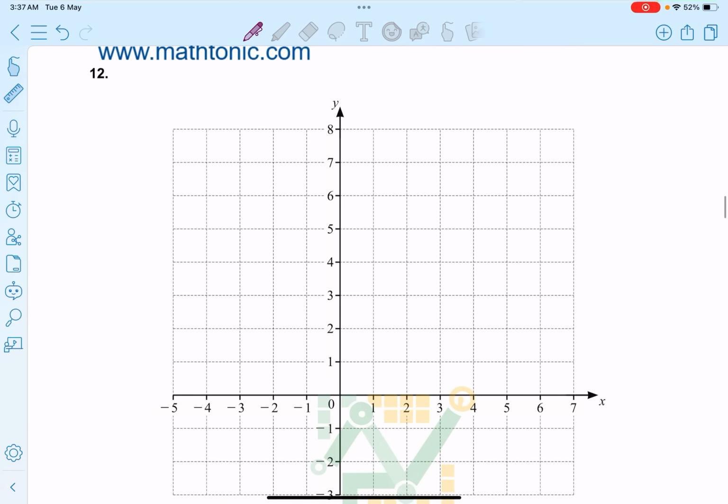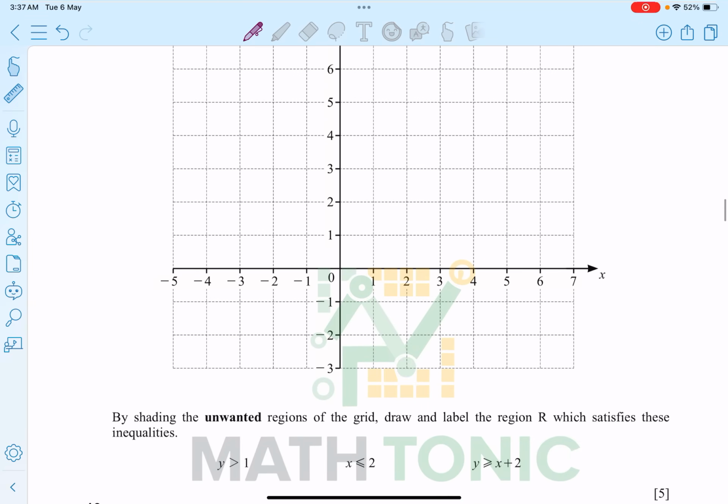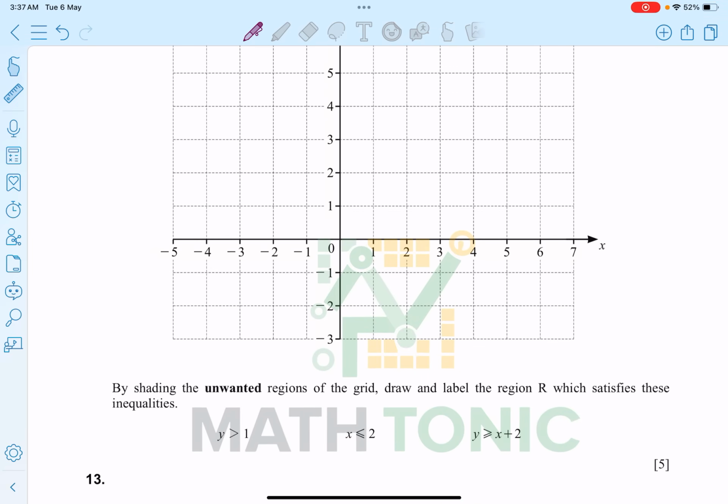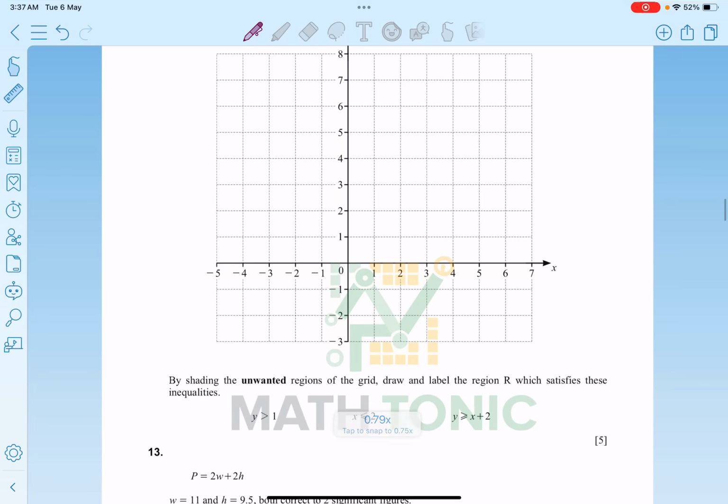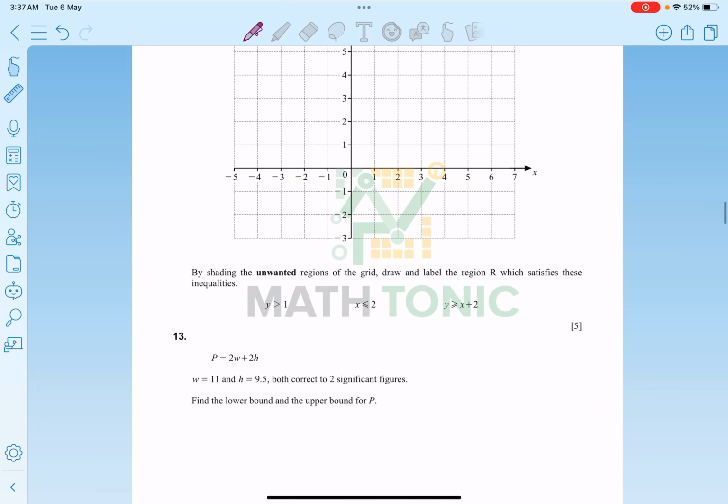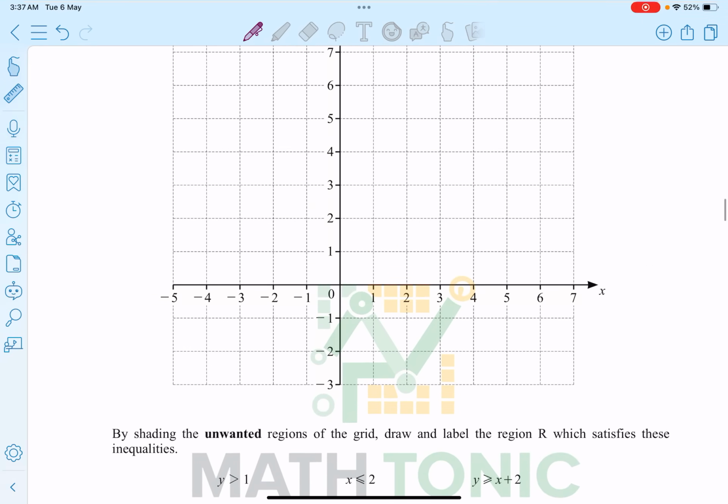Next, okay, this is a question of graphical inequality, a very good question. We'll try to solve this question. If you see this, I hope all of you know that if we have strictly greater than or less than, in these cases I will take a dotted line. If greater than or equal to or less than or equal to, I will draw a solid line. That part I hope you know.